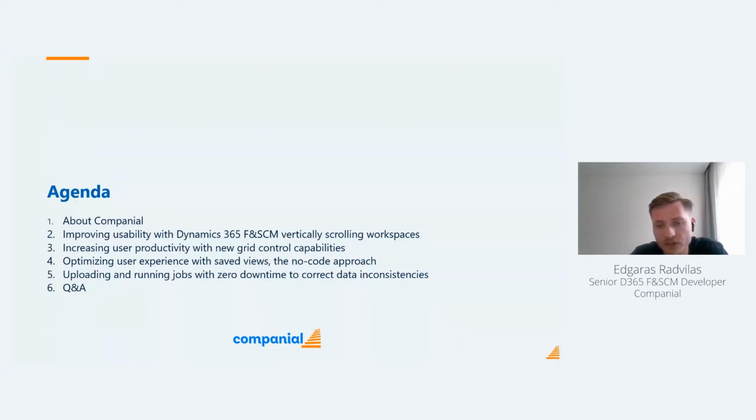There are four different features that I selected for this year. The first one is vertically scrolling workspaces. The next one is new grid control capabilities for F&SCM. Then saved views, the no-code approach, basically some additional features for that one. And the last one is running jobs with zero downtime to correct data inconsistencies. That one is particularly interesting to me, so I will be more than thrilled to introduce that.